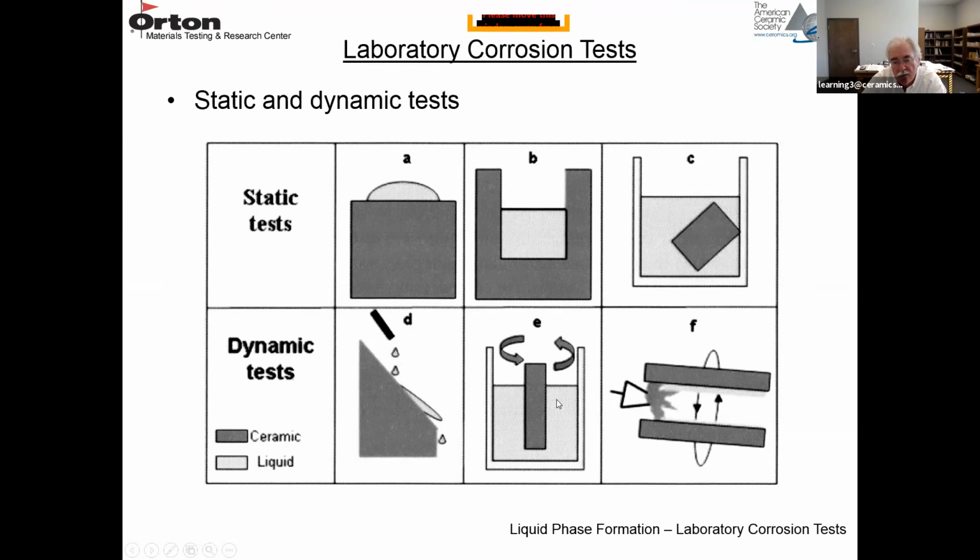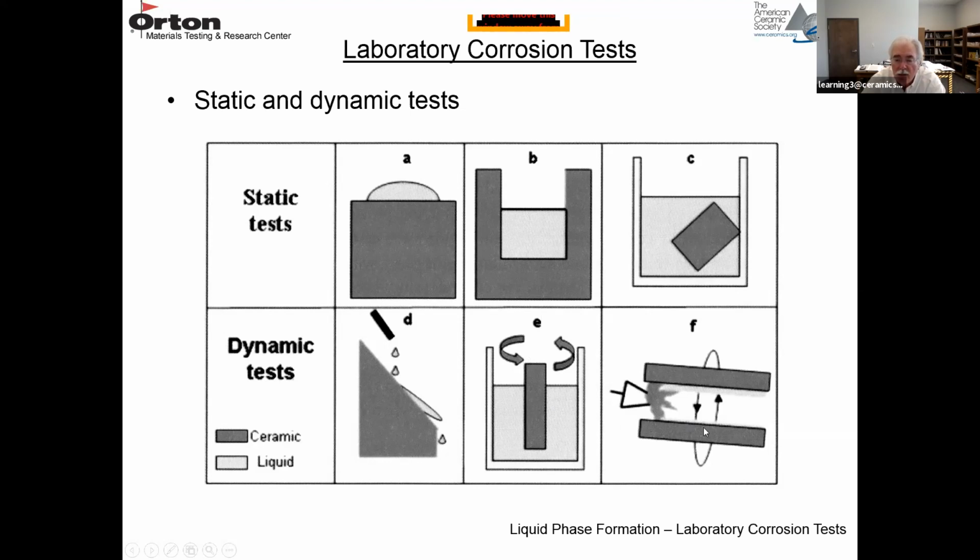This is a finger test. It's not an ASTM test, but you're just taking a refractory bar and rotating it in a large volume of the slag. So the volume of the slag is much bigger than the refractory. So you're not altering the slag chemistry that much, and you're rotating the sample so that now you have slag moving over the sample.